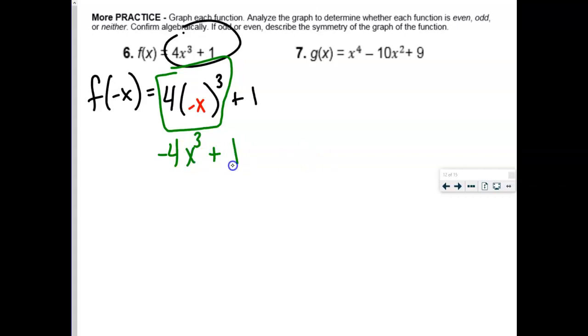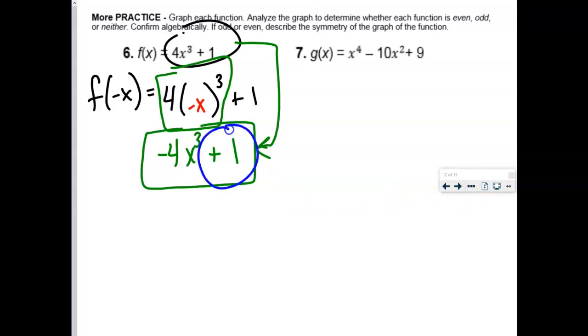All right, y'all. Please compare 4x to the third power, negative 4x to the third power plus 1, to the original. Are they the same? Are they opposites? No. Why are they not opposites? Yes, this plus 1 never changed signs. So because that's not an opposite sign as well, it's not the same, it's not opposite, so it must be neither. That's all I need you to say for me, guys, neither. Don't worry about x-axis symmetry. Just concentrate on even and odd for this.